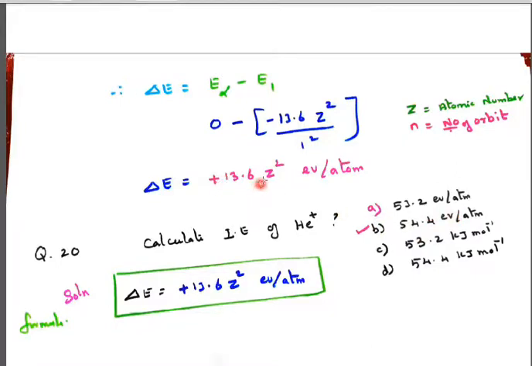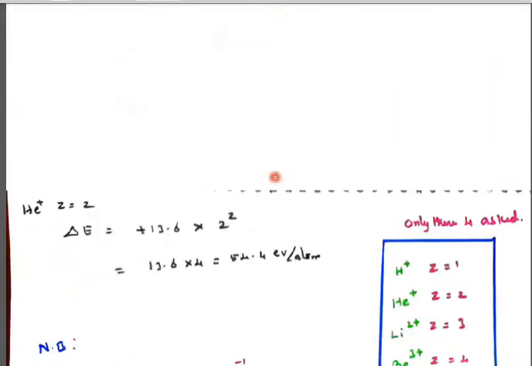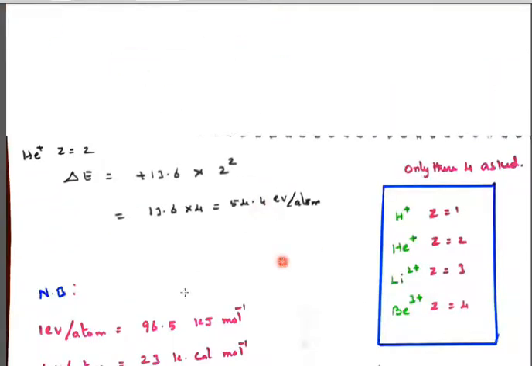So the formula is plus 13.6 Z square electron volt per atom. Simply write the atomic number of the particular ion: helium 2, lithium 3, beryllium 4, and hydrogen 1. Look at the atomic number and substitute it here, squared. So hydrogen 1 square, lithium 3 square, and helium 2 square. 2 square is 4, so you are getting 54.4.